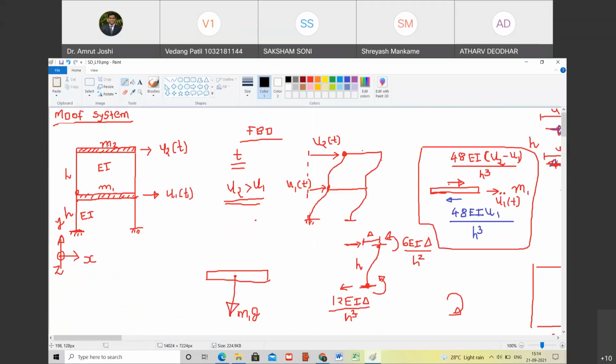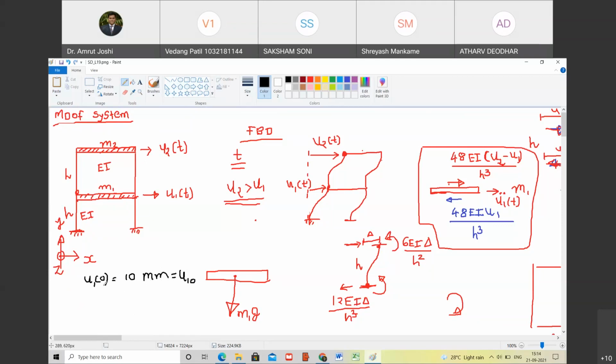Yes, sir. If you do not disturb it and no other force is acting, the system will not respond at all. So you must specify the initial disturbance. Do you agree with me? Yes, sir. Look here, u1 of 0 is equal to, let us say, 10 mm. This is the disturbance I am giving, which I am going to call u0. Do you agree with me? Yes, sir. u10, I am sorry. So I am going to call it u10.